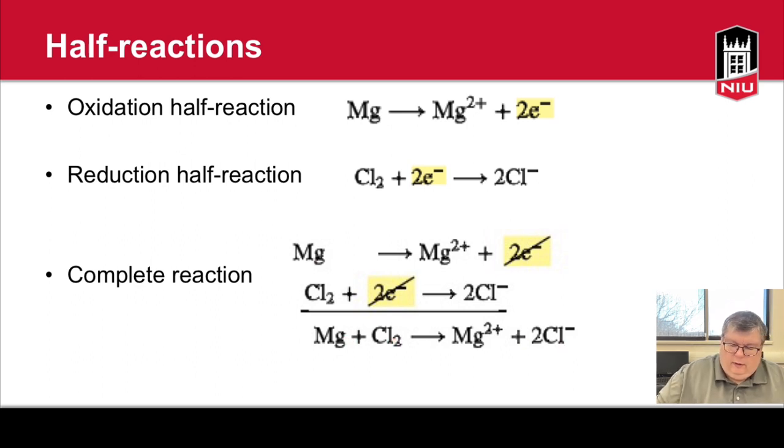Really what we should do is write this as MgCl2, because magnesium is a 2 plus. So this is the oxidation half reaction. This is the reduction half reaction.